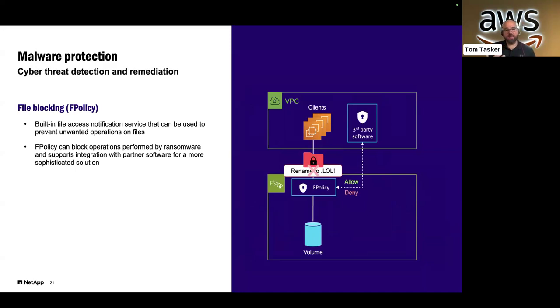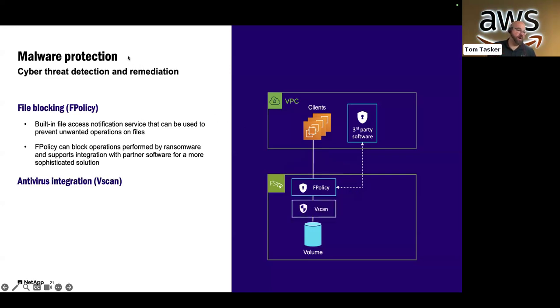But if we think about that from a ransomware perspective, easy for me to say as well, if we start to see files that are not named correctly, we can do that allow and deny as well. And as you can see, we can start to bring in third-party software into FPolicy, which is great if you already have deployments of this as well.